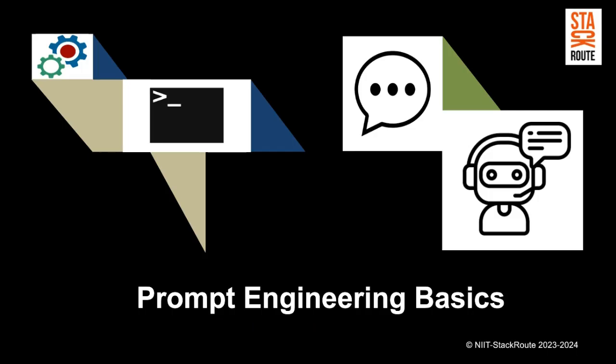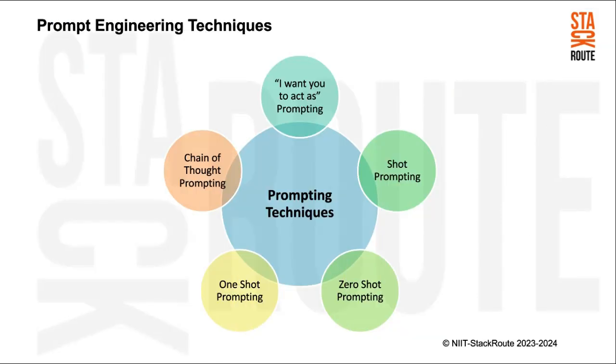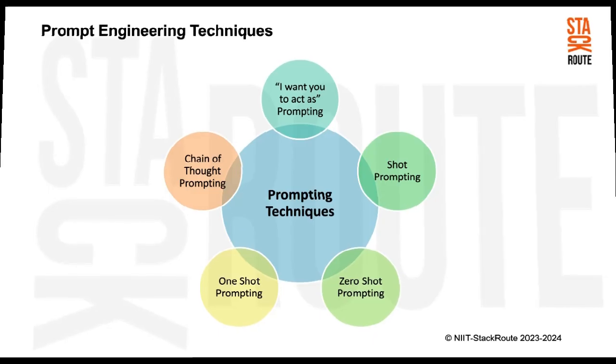Now let us see the different prompt engineering techniques available to us. Here you will find various prompt techniques to get started with. As you can see on the screen, we have I want you to act as prompting, short prompting, zero shot prompting, one shot, and the chain of thought prompting. We'll see each of these prompting techniques one by one in detail. So we'll start with the most commonly used prompting technique, that is I want you to act as prompting.